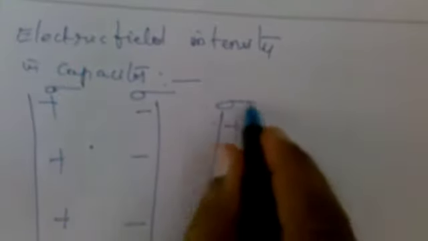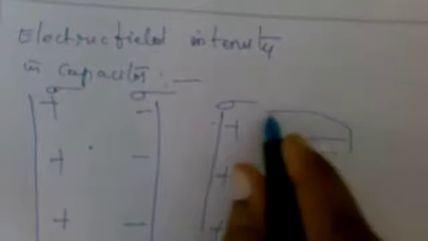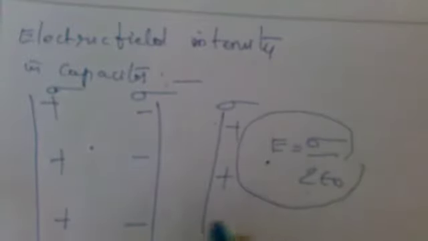Regarding the capacitor, we will study in detail in the second chapter, but at present we have to find out how much the electric field intensity is inside. We already know that if any charged surface is there, say positive charge with density sigma, the electric field near the charged surface has intensity sigma by 2 epsilon 0. We already proved and derived that formula, and I am going to use it.